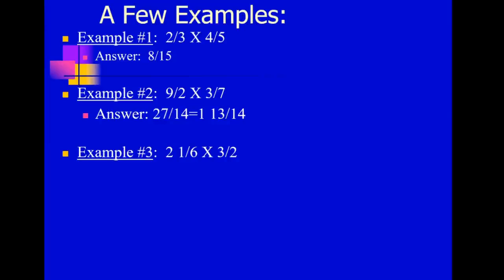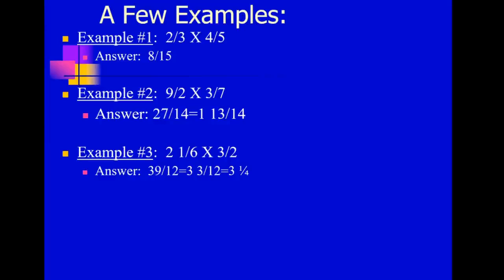Now, for example number 4, we have 5 times 2 over 7. So the numerator for 5 is going to be 5. And remember, when we have a whole number, we have an invisible denominator of 1 always. Okay? So 5 times 2 is equal to 10. And then 1 times 7 equal to 7. So we have 10 over 7.